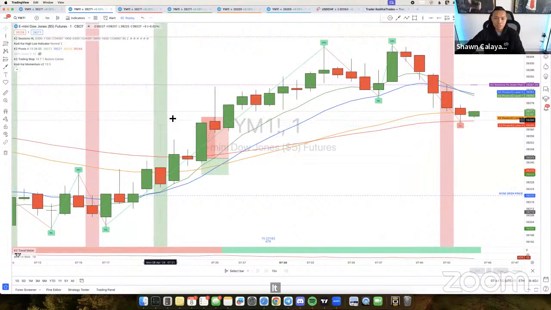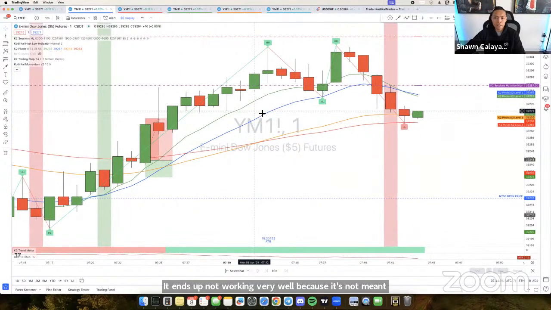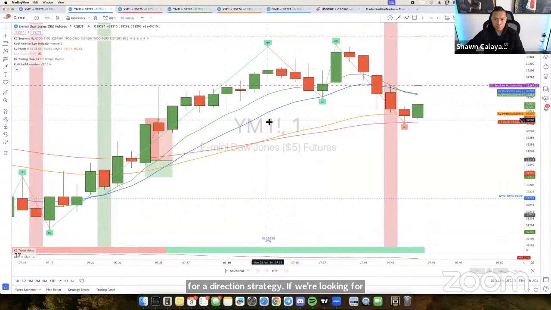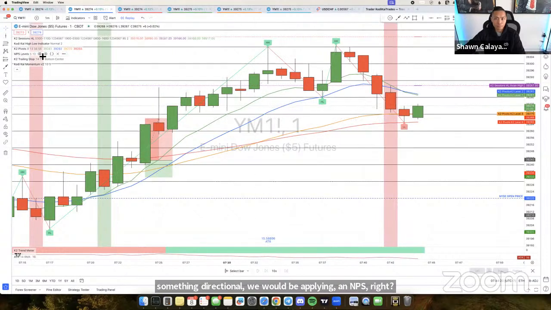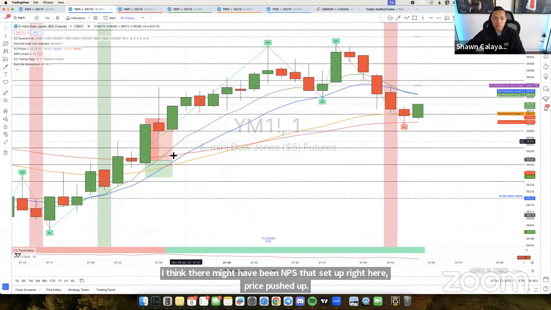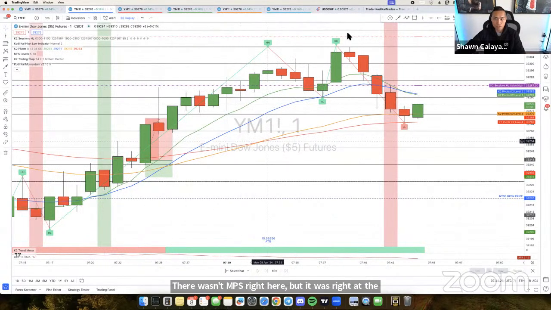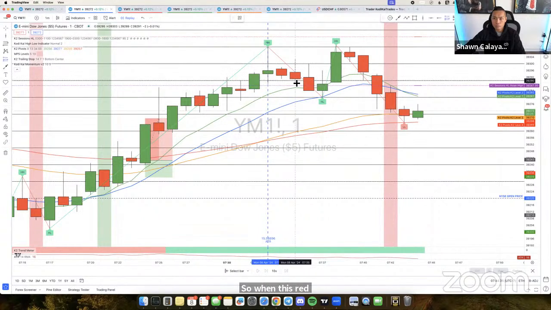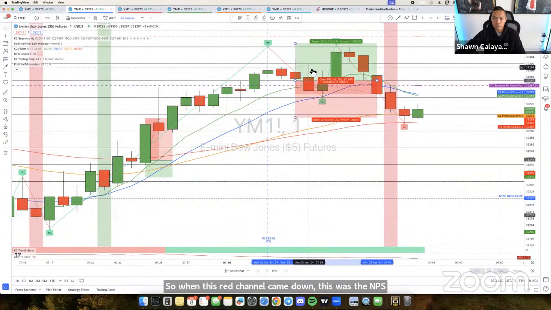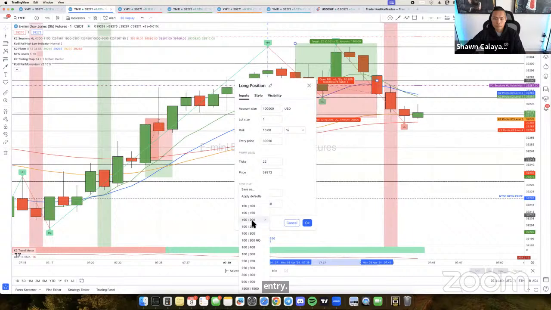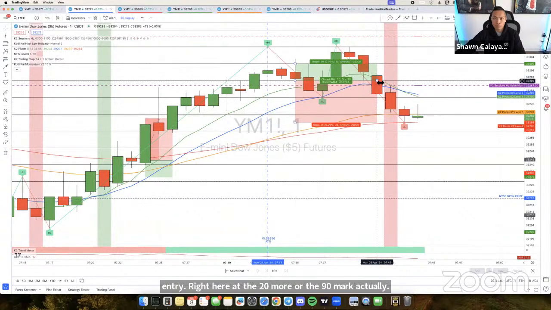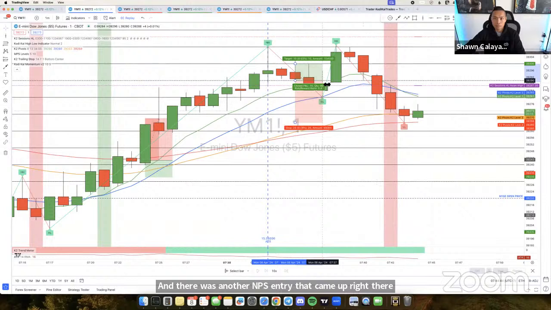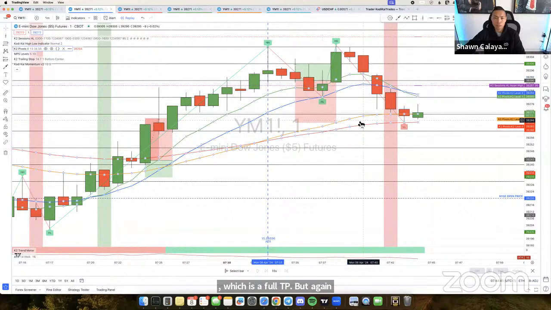If we're looking for something directional, we would be applying an MPS, right? So I think there might have been an MPS that set up right here, price pushed up. There was an MPS right here, but it was right at the session. So you guys can see over here, price pushed up, we got a buy signal. The trend shifted right here at this line. So when this red candle came down, this was the MPS entry right here at the 90 mark. And there was another MPS entry that came up right there, which was a full TP. But again, it was near the sessions, and I totally missed it.